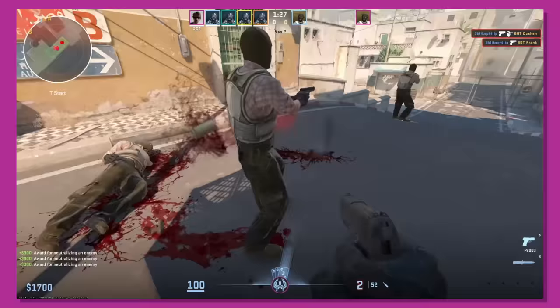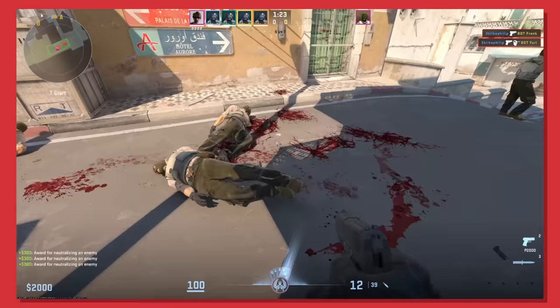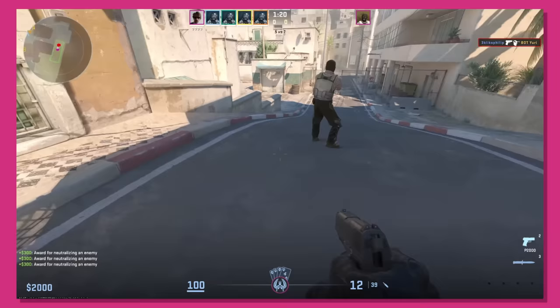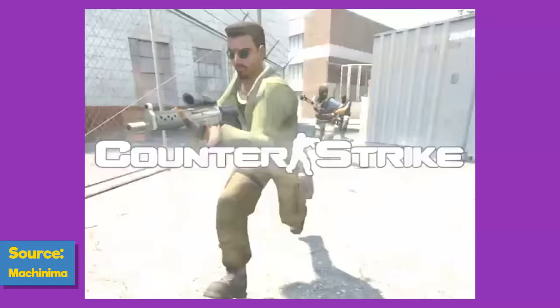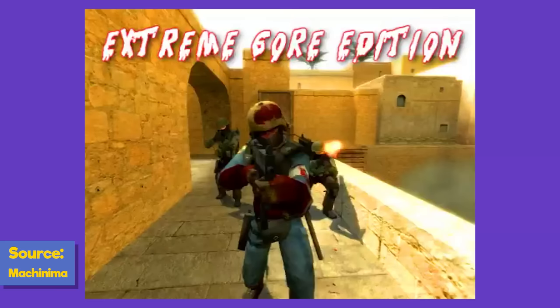It's interesting how they went from blood as something that merely existed and could just be turned off, to a feature that they're now focusing on making look as flashy and as realistic as possible. So they really went from Counter-Strike for kids to Counter-Strike Extreme Gore Edition. And hey, maybe even the Chinese version of the game will eventually be uncensored too.